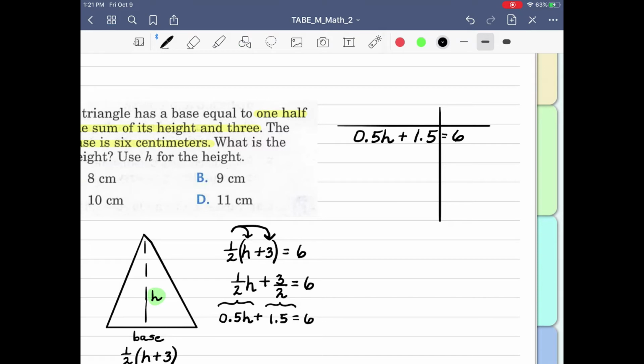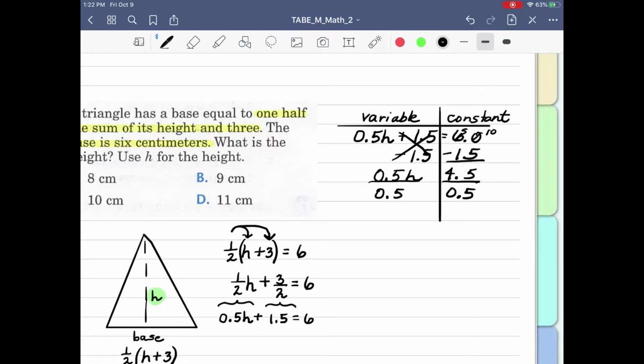Okay, so I have the variables on this side and the constants, the numbers on this side. And I'm going to move the 1.5. This to me is much easier than dealing with a fraction. So 10 minus 5 is 5, and 5 minus 1 is 4. So 0.5h equals 4.5. And so I need to divide by 0.5. I still have to do this long division, but I would rather do it with decimals.